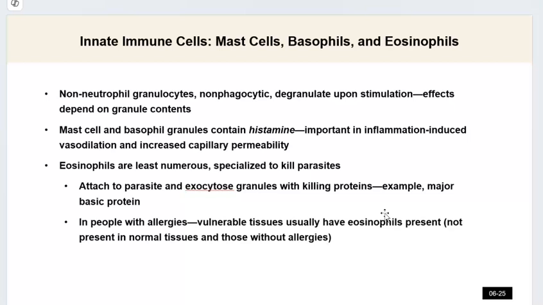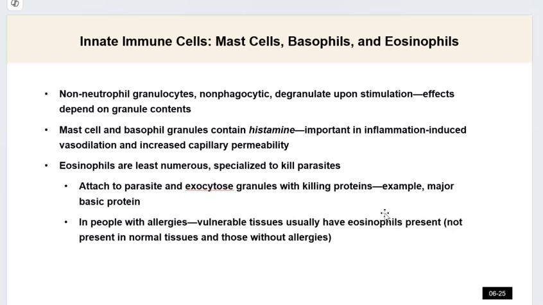So the differences between them, even though they act very much the same, is they're each filled with different granule content. The mast cell and the basophil granules contain histamine. So anytime we're talking about in the future an antihistamine, an allergy, anaphylaxis reaction, when we want to use antihistamines, what we're talking about is that we have this process where the mast cell and the basophil have probably been activated. So they both contain histamine, and we know that histamine is important in the inflammation-induced vasodilation and causes that increased capillary permeability.